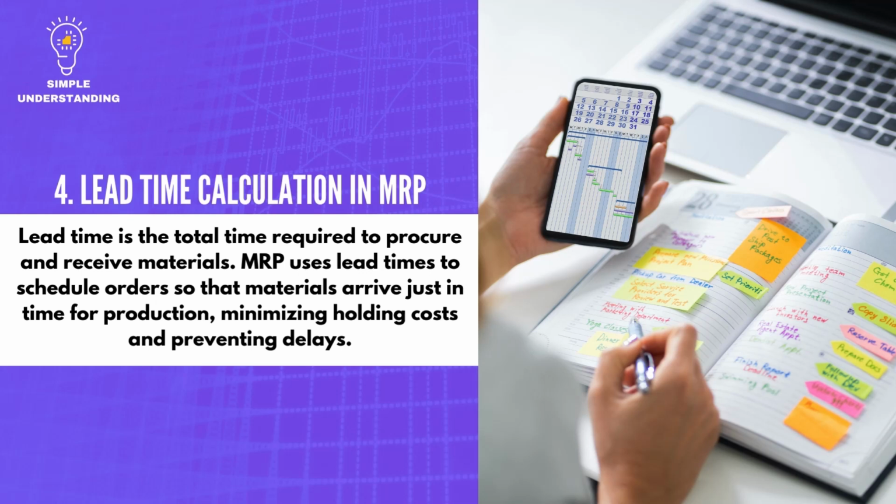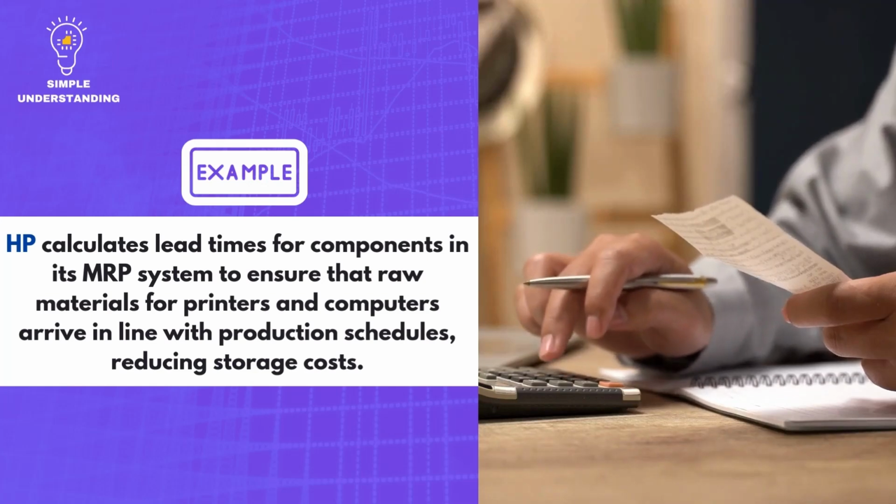4. Lead time calculation in MRP. Explanation. Lead time is the total time required to procure and receive materials. MRP uses lead times to schedule orders so that materials arrive just in time for production, minimizing holding costs and preventing delays. Real company example.